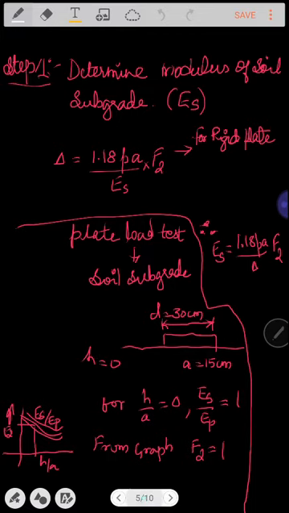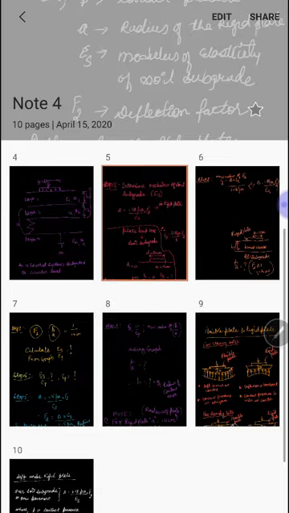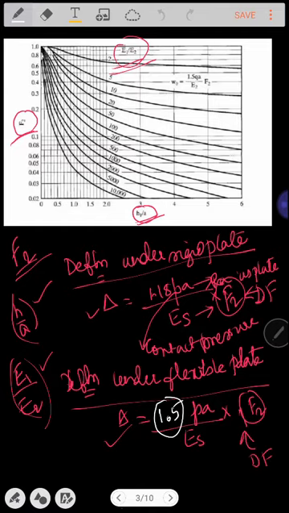So with the help of the graph which we considered in the previous slide, we know the variables in the graph. Along the y-axis we have F2, along the x-axis we have H upon A, and we have the different curves that represent the values of E1 upon E2. Are you able to see this? F2 along the y-axis, H upon A along the x-axis, these are the curves that represent E1 upon E2.